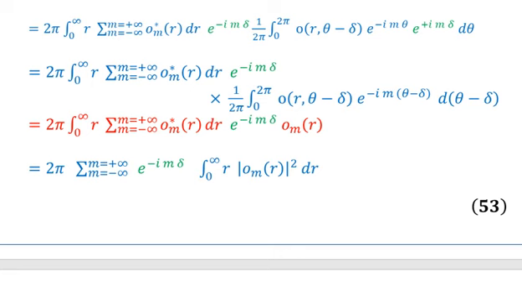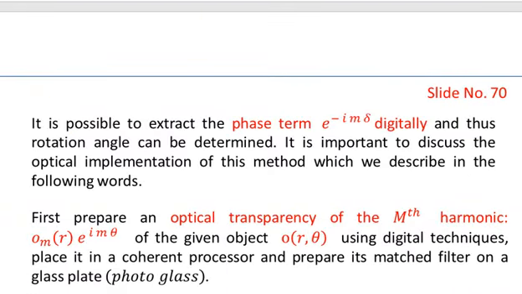If we can extract this phase information, that is e to the power minus iota m delta, because this is the phase information which will give you the value of delta, and the other quantity, which is the integral, will give you the magnitude of the autocorrelation peak. It is obvious to extract the phase term e to the power minus iota m delta digitally, and thus the rotation angle can be determined. It is important to discuss the optical implementation of this method, which we describe in the following words.